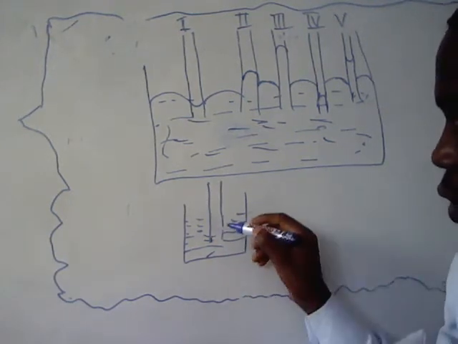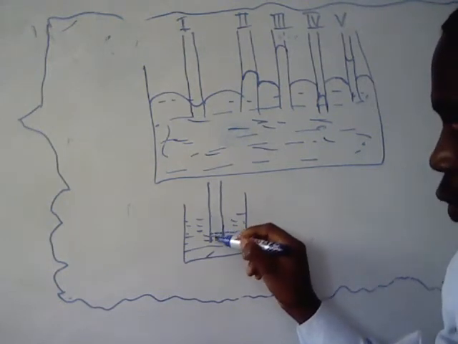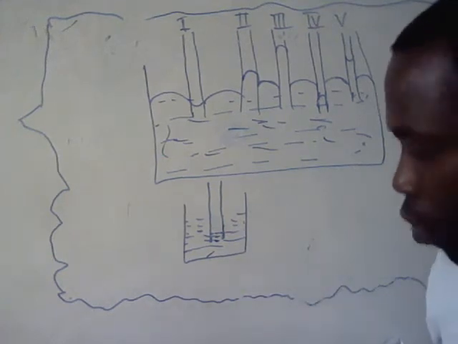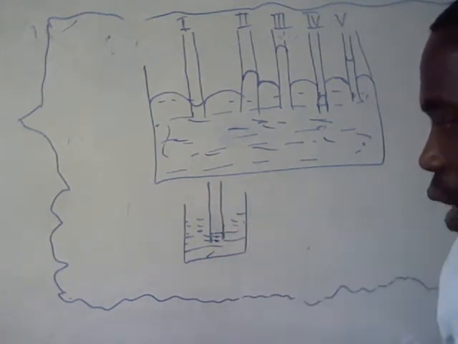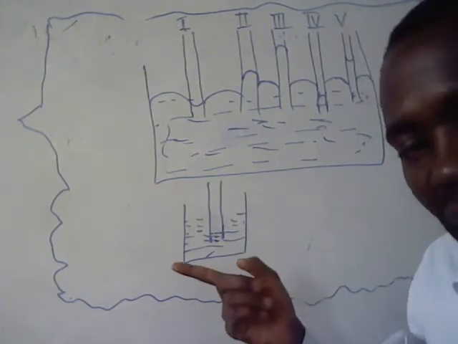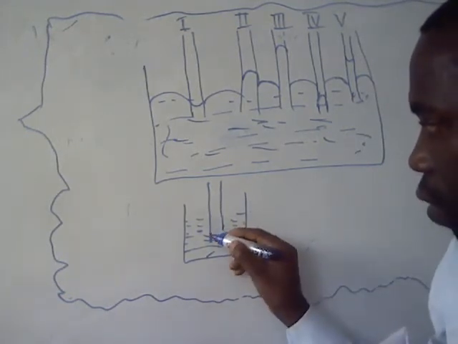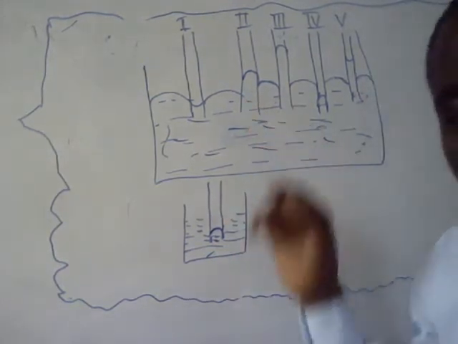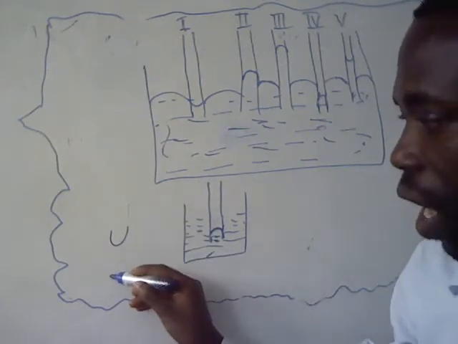So it can go down up to this point. The level of mercury inside the tube will not rise. It will go down. And when it goes down, the surface of the mercury will be convex to air. It will be like this. Look at it. That's convex to air. Concave to air is like this. Convex to air is like this.